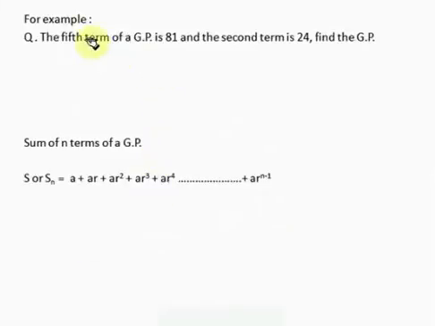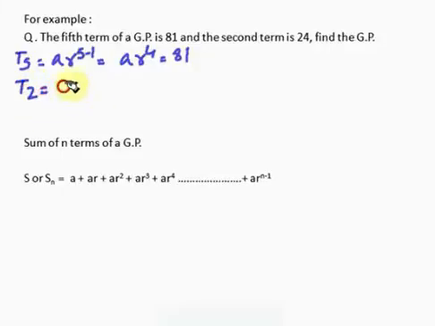Let's see an example. The fifth term of a GP is 81 and the second term is 24. Find the GP. If the fifth term of the GP is 81, that means T5 is equal to AR raised to n minus 1, 5 minus 1, which is AR raised to 4, equal to 81. T2, the second term, is equal to AR raised to 2 minus 1, which is AR raised to 1. That is AR is equal to 24.